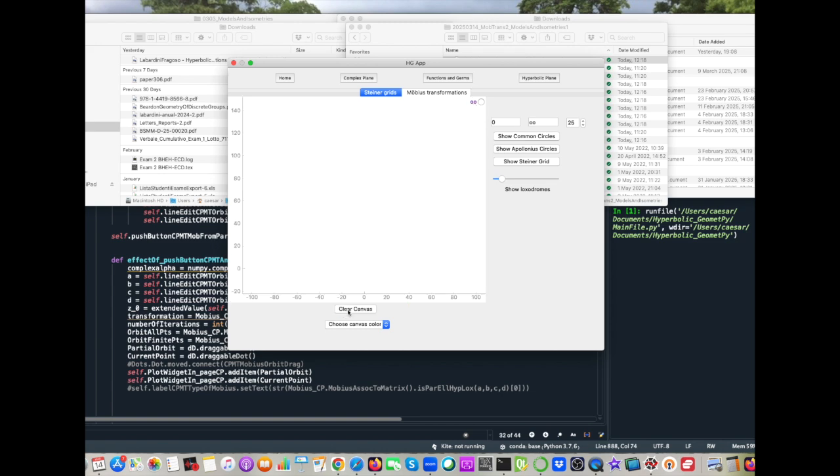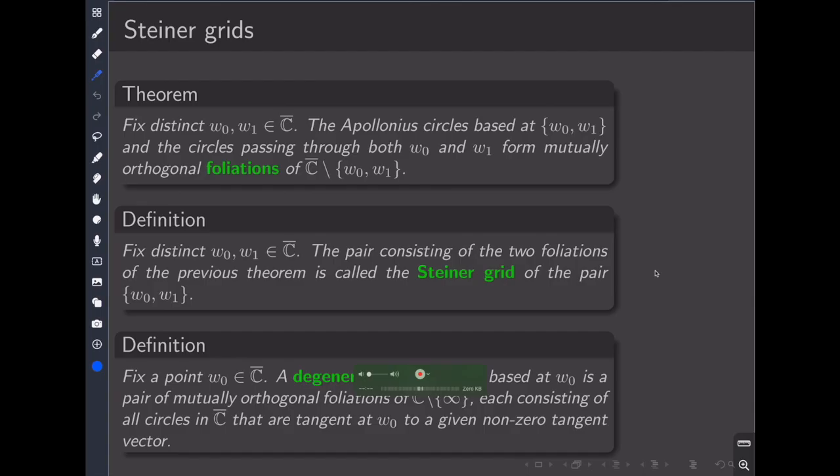Okay. So let's go back. Okay. Parenthesis closed.